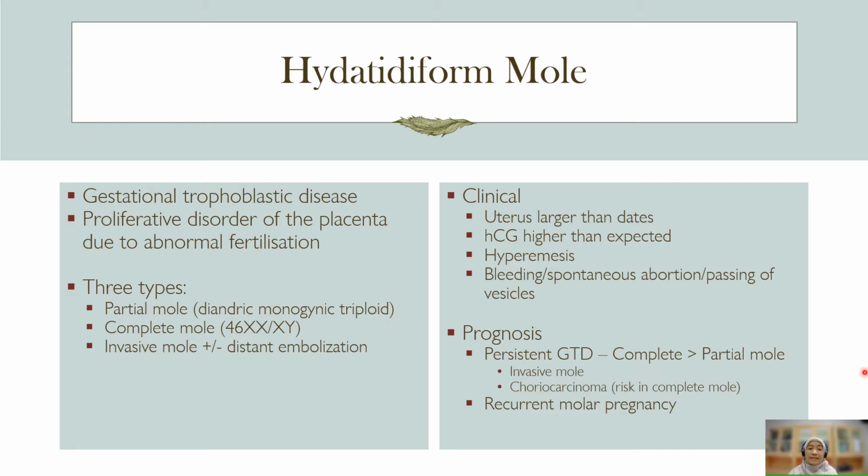For the prognosis, complete mole usually has more unfavorable outcomes compared to the partial mole. They have a higher risk to become invasive mole, where the mole invades the uterine wall and does not stay in the uterine cavity anymore, or even progress to malignancy, choriocarcinoma in this case, and they are more prone to have recurrent molar pregnancy.